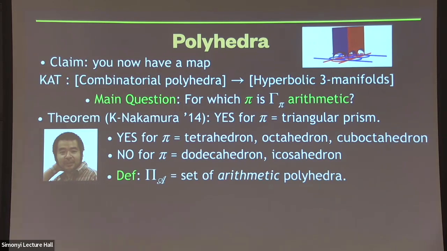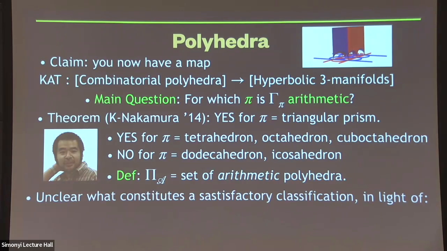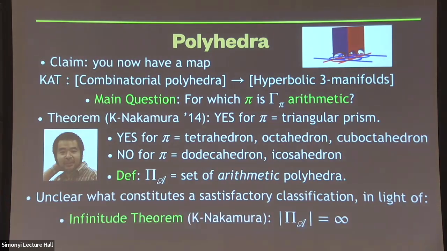And so let's just define pi sub a to be the polyhedra which are arithmetic, which after this operation give you an arithmetic group. Okay, so there's a list of what's in there and what's not, and the classification problem is who's there. And here's the first problem if you want to do some kind of classification. Well, there's infinitely many things that are there. So what do you mean by classifying? How do we get our answer?